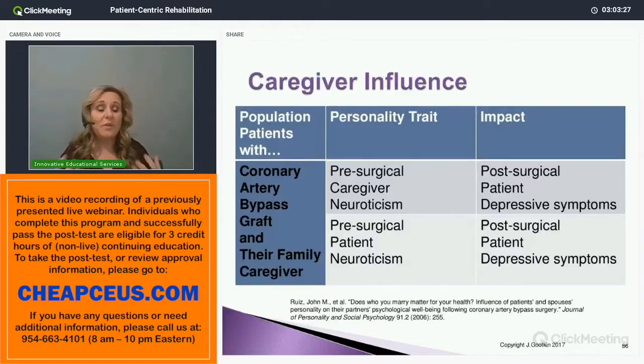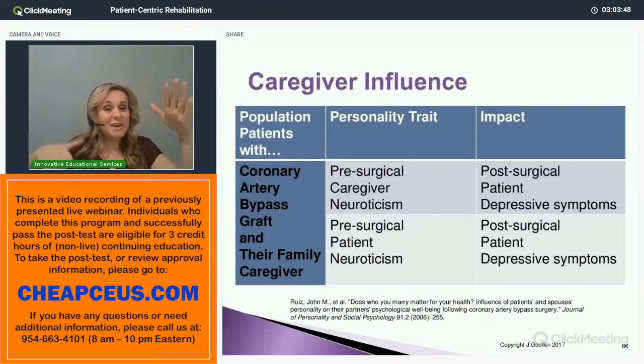What they found was that when the caregiver had high neuroticism levels as a personality trait, post-surgically they saw greater depressive symptoms in the patients. And if the patient themselves has that neuroticism trait, then you're potentially compounding those depressive symptoms in the patient. And then we're coming in and we're going to need to help balance some of those things out.